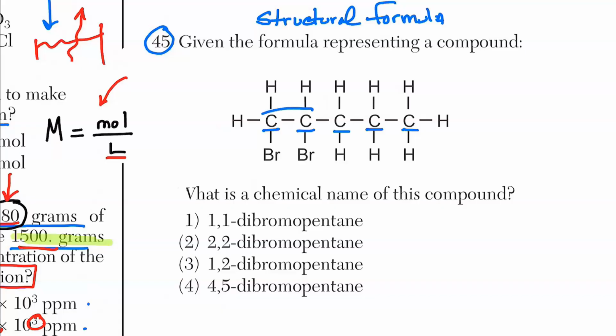In any case, how do we name? Longest continuous carbon chain. Pretty simple here. We have 1, 2, 3, 4, and 5. If you go to table P, that would be a pent.